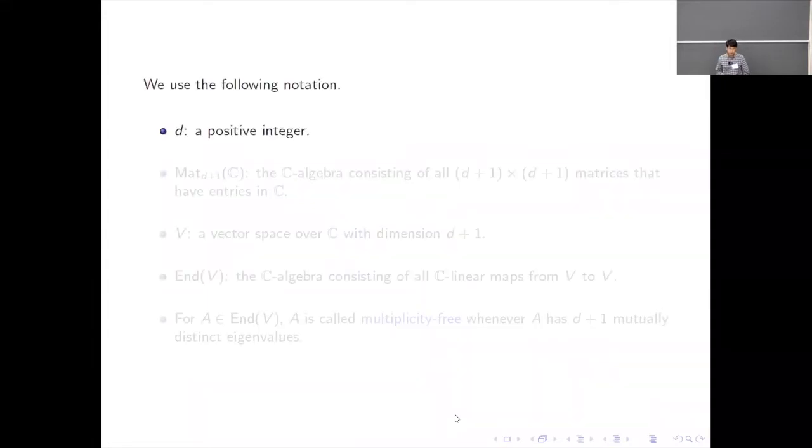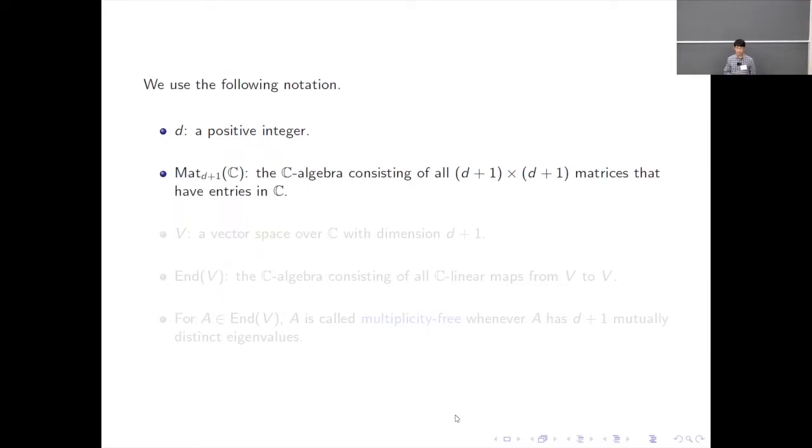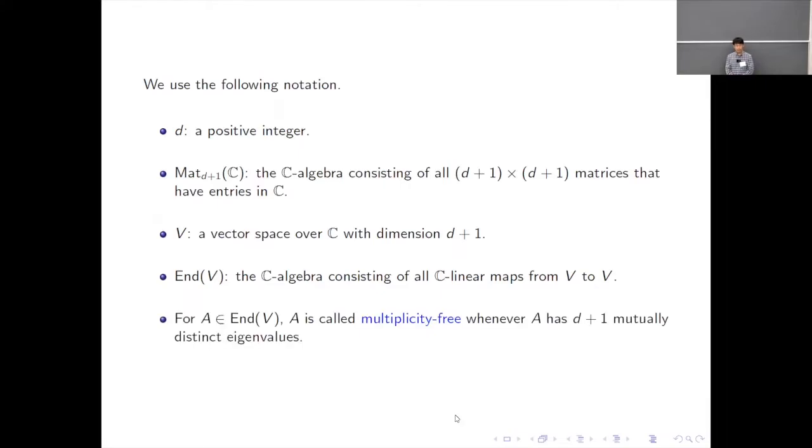So we use the following notations. We use D, a positive integer, and Mat_{D+1}(C) means the C-algebra consisting of all D+1 by D+1 matrices that have entries in C, and let V denote a vector space over C with dimension D+1. And End(V) is the C-algebra consisting of all linear maps from V to V. For an element A, we say A is multiplicity free whenever A has D+1 mutually distinct eigenvalues.